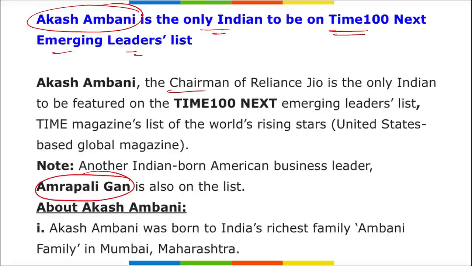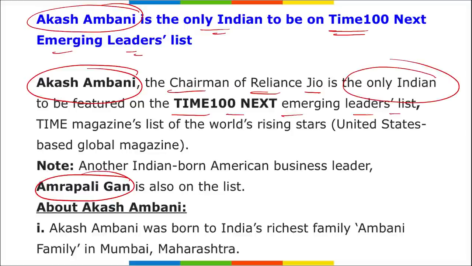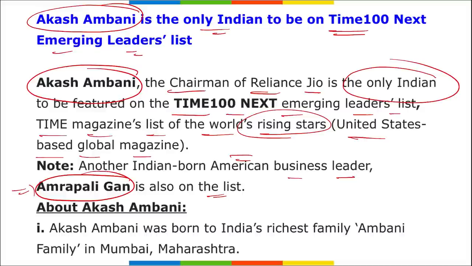So coming back, the chairman of Reliance Jio and the son of Mukesh Ambani, Akash Ambani has been featured on the Time 100 Next Emerging Leaders list, and he is the only Indian to be featured on this particular list. Time magazine's list of the world's rising stars, of the United States-based global magazine. Another Indian-born American leader, remember Amarpali, is on this particular list. Alright. So the only Indian to be on this list of top 100 next emerging leaders is Akash Ambani.